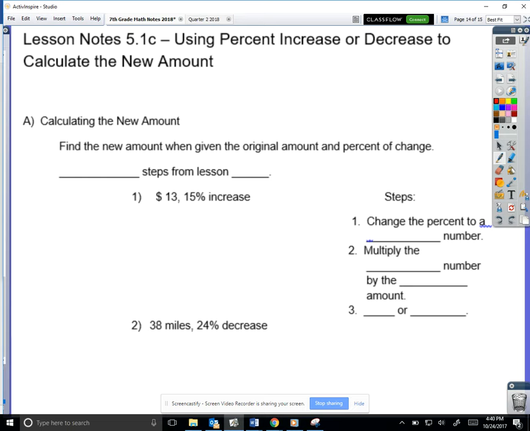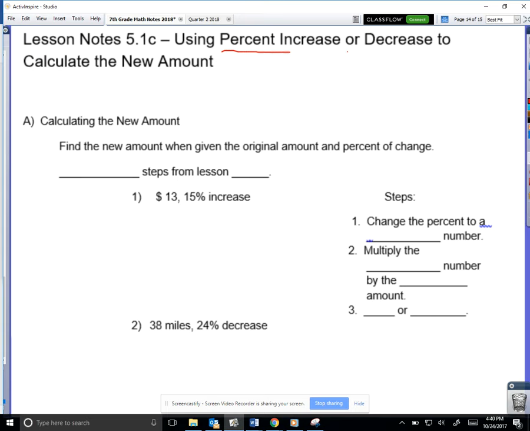All right, my little math friends, we are moving on to the next part. Now we're going to be looking at 5.1c. We're going to be using percent increase or decrease. This is what we calculated in my last lesson, and we're going to use this to calculate the new amount.